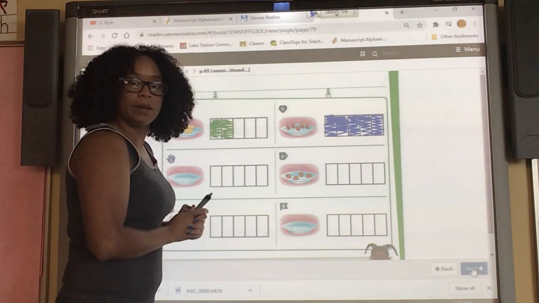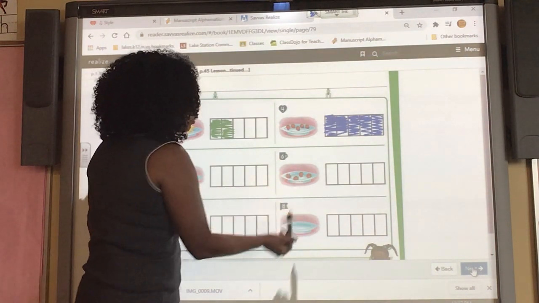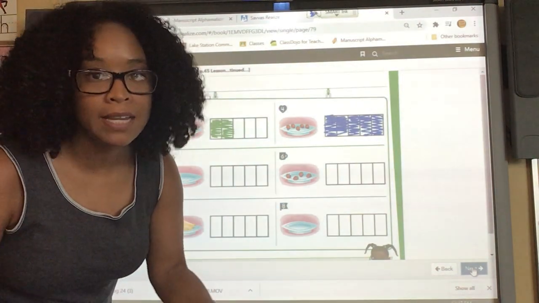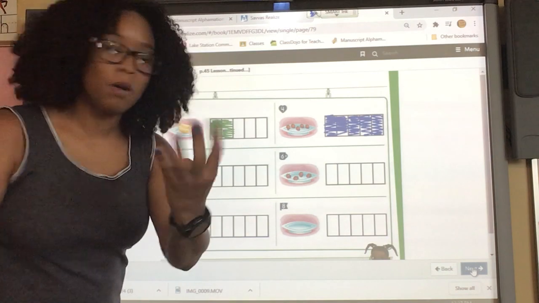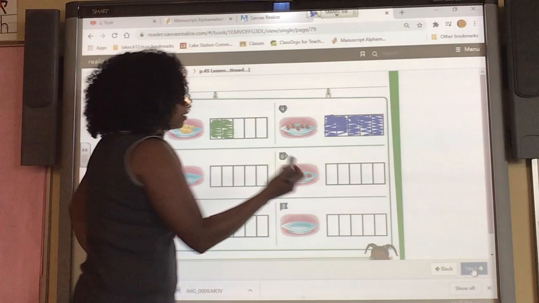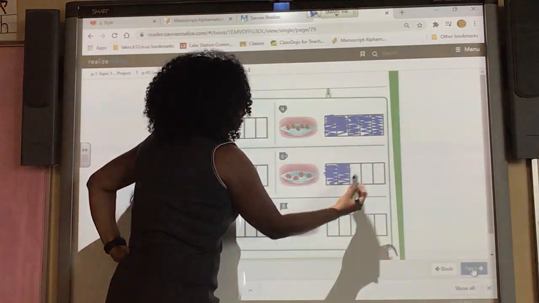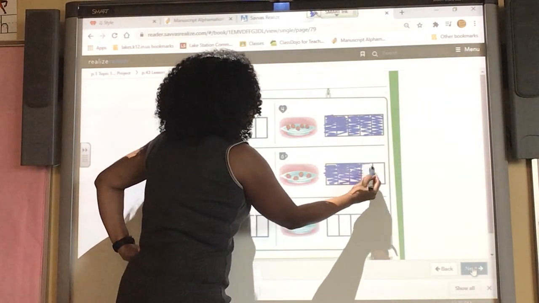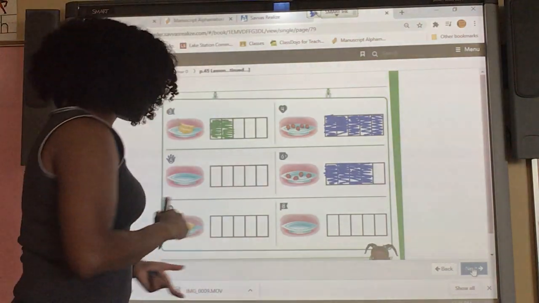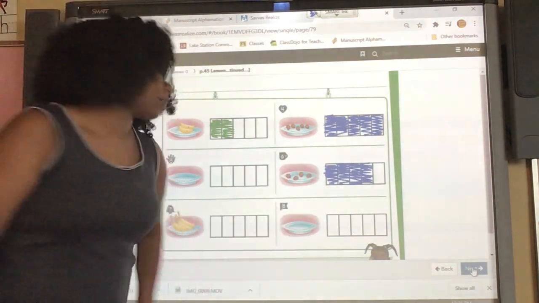Okay, help me count the strawberries. Ready? 1, 2, 3, 4. 4 strawberries. So how many rectangles do I need to color in? 4. You ready to count them so I can make sure I color in the right amount? Yeah, here we go. 1, 2, 3, 4. Were you counting with me? I hope so, because I need your help. 4 strawberries and 4 rectangles.